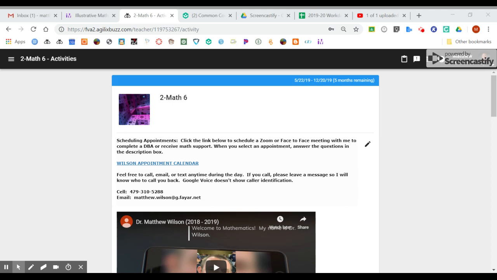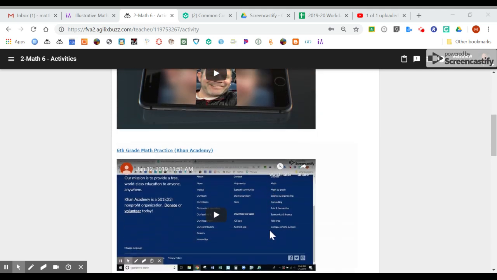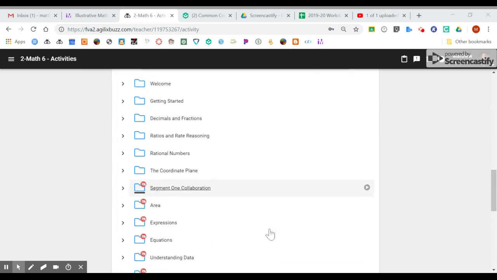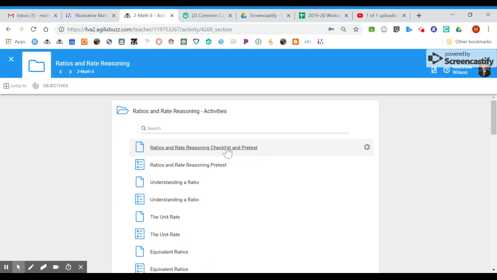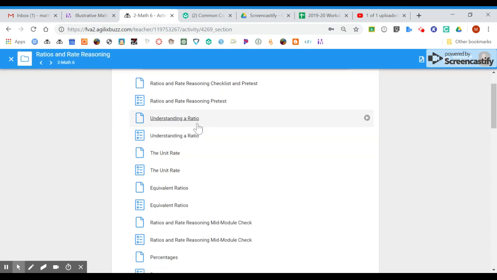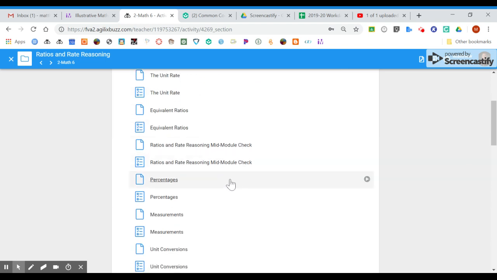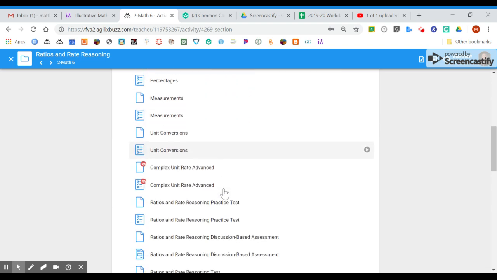I want to give some introductory thoughts, some key points that I would like for you to direct your attention and focus to in order to be successful in Module 2. And Module 2 is going to deal with ratios and rate reasoning. So when you open up that module, you're going to see you've got your pretest and you've got your understanding ratios, the unit rate, equivalent ratios, all of these through here.